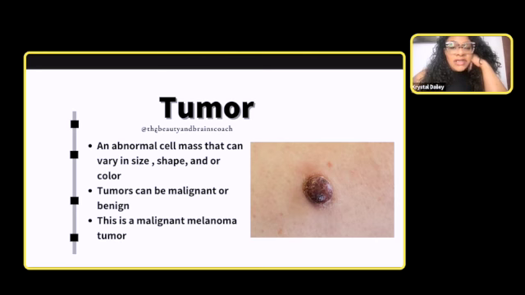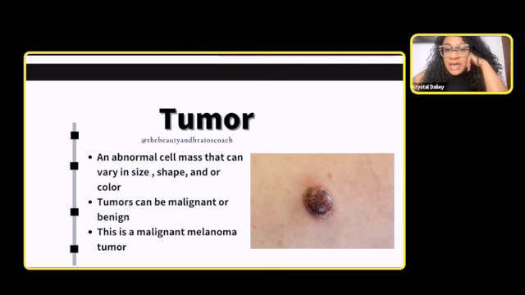So for whatever reason, these cells are just growing crazy, doing their own thing. They're not following the instructions. They're not making normal, natural skin how they should be. They're making something else. This picture is a picture of a malignant melanoma tumor. Malignant melanoma is the worst version of skin cancer. If I'm creating flashcards, the important bullet point is this first one, abnormal cell mass.